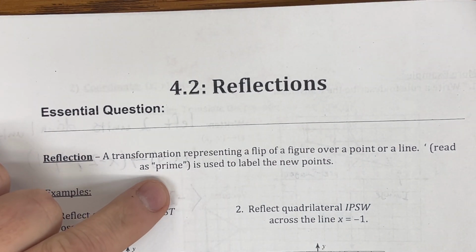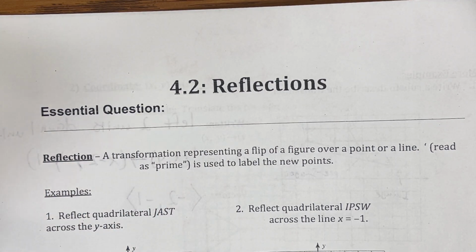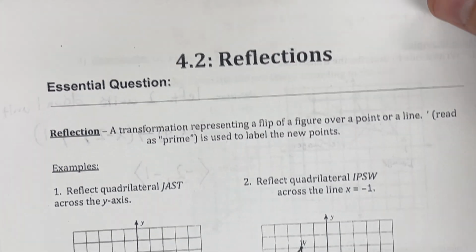We already talked about prime a little bit in our last section. When we label a new point, we put that apostrophe by it, and that is the prime. That's used to label new points. If we have to do it twice, then we'd call it a double prime.